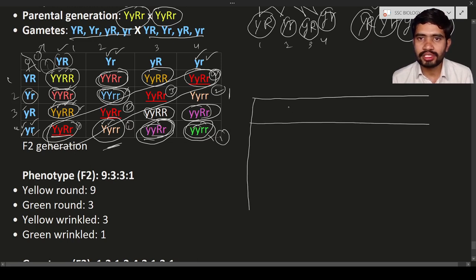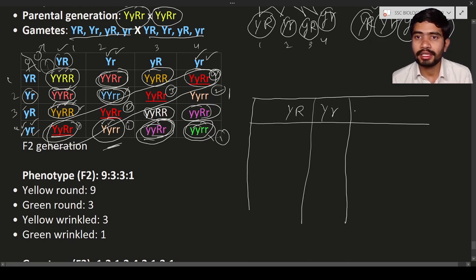So what are the combinations? Parental combinations: capital R small r, okay. So next will be capital R small r, capital Y small r. Next will be small y capital R, okay. Next one will be small y small r, okay. So these are the combinations.